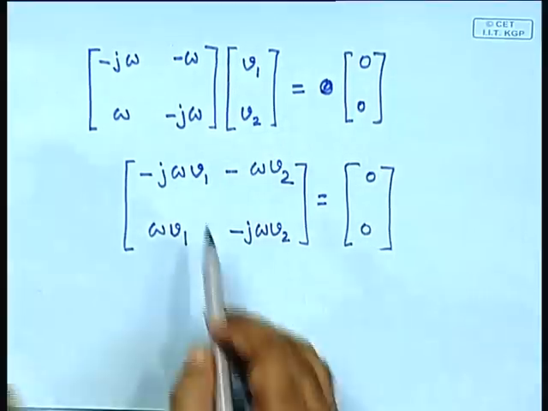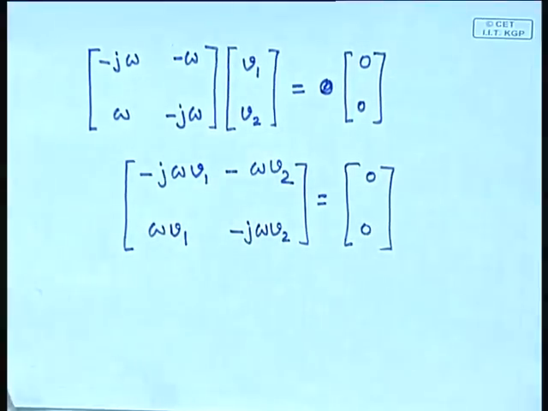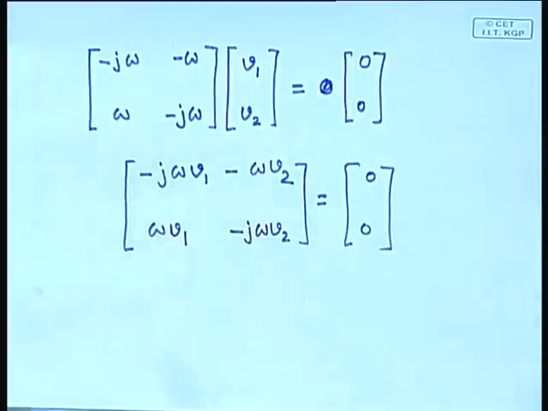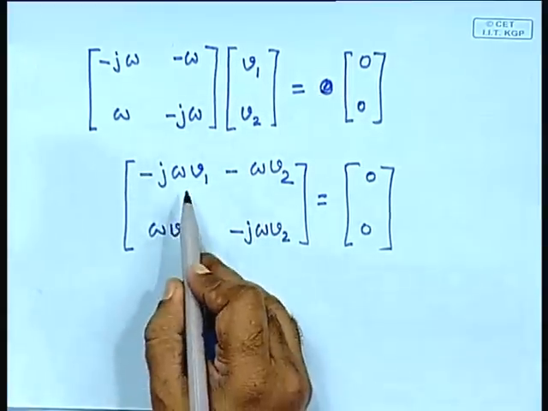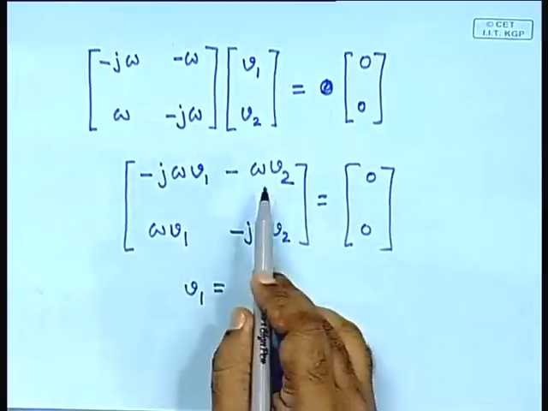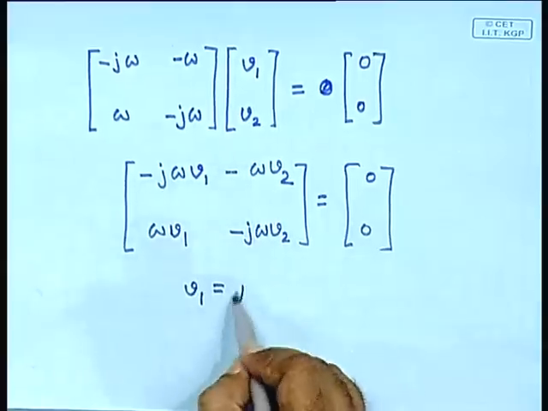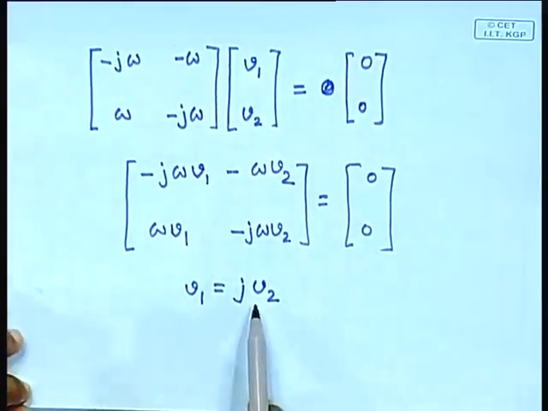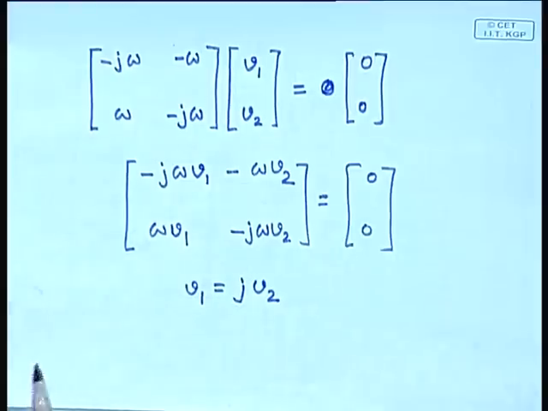Fine. What does this equation say? This minus this equals 0. Take one to this side, you get V1 is equal to what times V2? j times V2. Okay, so that is the eigen direction. That is why it is a complex eigen direction. V1 is equal to j times V2, but that is the eigen direction.